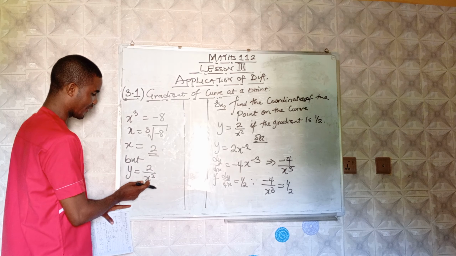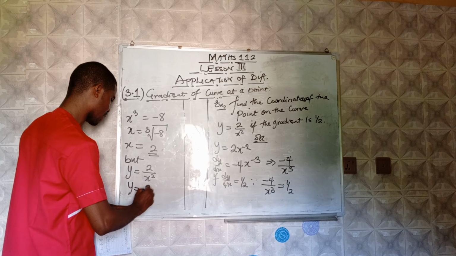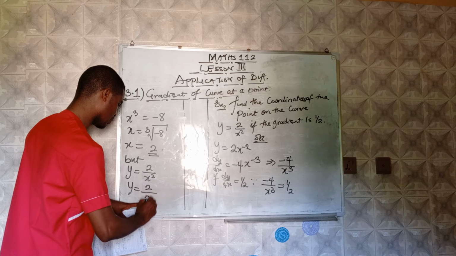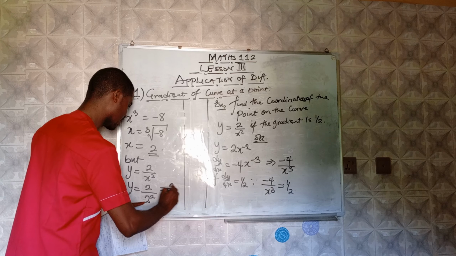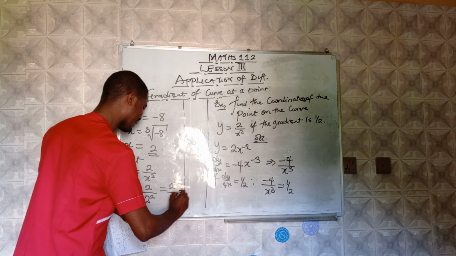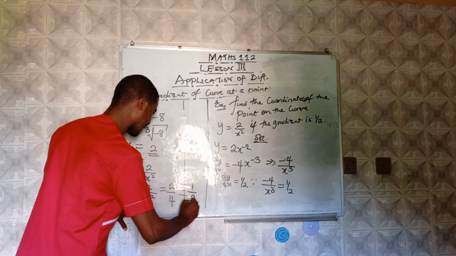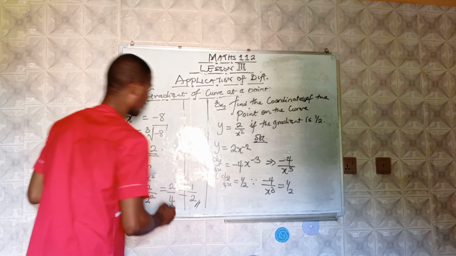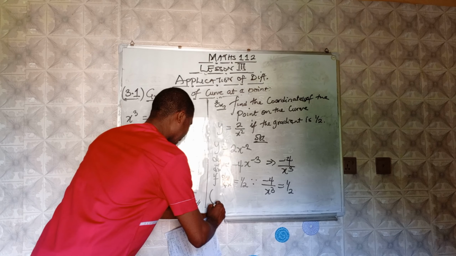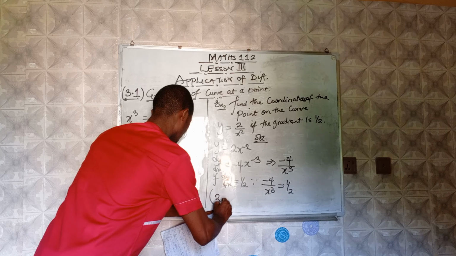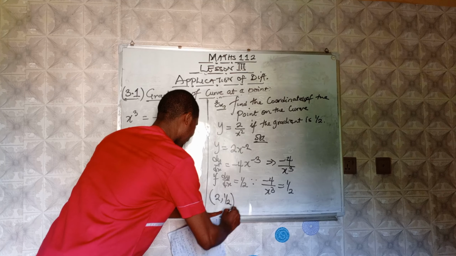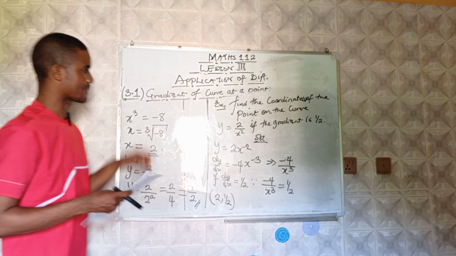So I know the value of x. So I have y equal to 2 over 2 raised to power 2, which will give me 2 over 4. And that produces 1 over 2. Hence, the value of my x and y: x is 2, then y is half. So that is it.